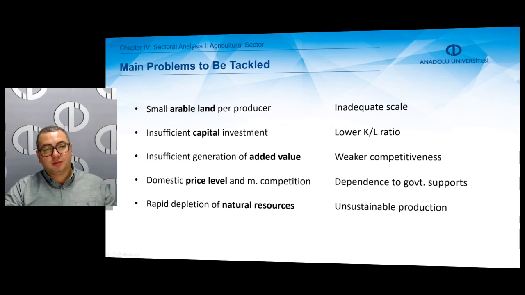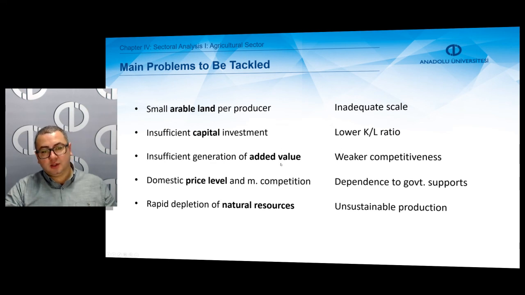The second problem to be tackled in Turkish agriculture is the insufficient capital investment. Insufficient capital means just a lower KL ratio. So we have just lower levels of capital per labor. So this is also the reason for inadequate or insufficient productivity in the agricultural sector.